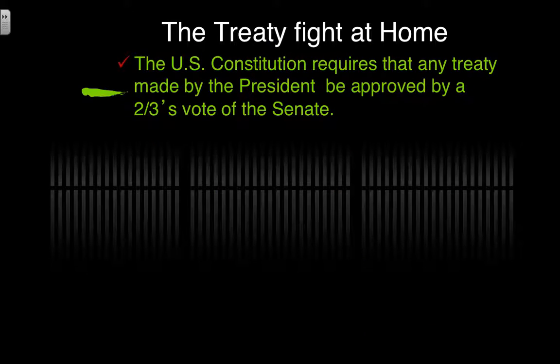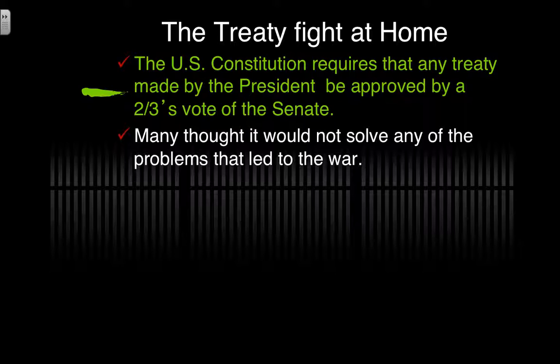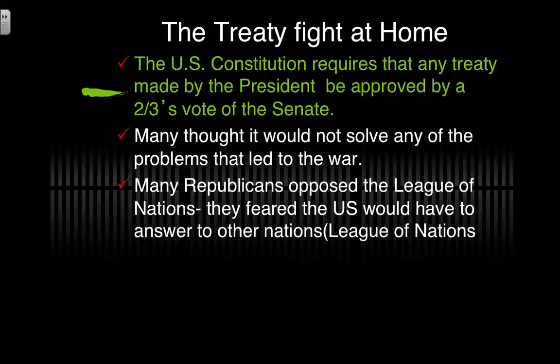So Wilson comes back home to the United States. A president can negotiate a treaty, but it has to be approved by the Senate, and it has to be passed by a two-thirds vote of the Senate. When he presents it to the Senate, remember that Wilson was a president from the Democratic Party, and the Senate at the time was dominated by Republicans. Many Republicans were very upset with the treaty.